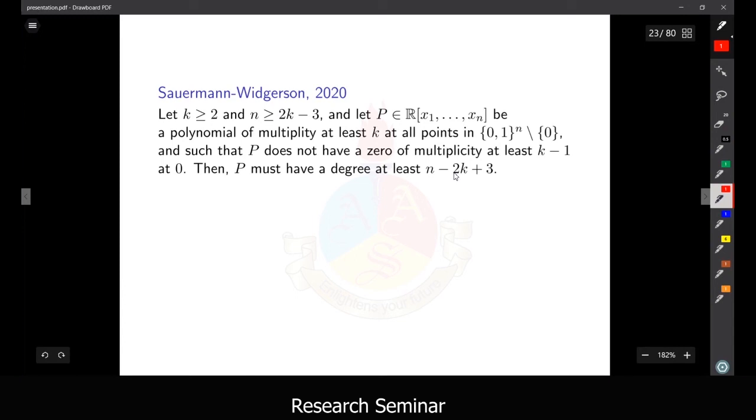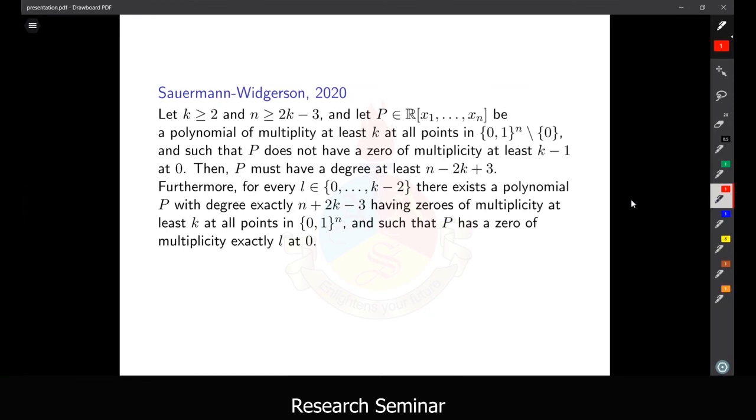So if we take the equations of our hyperplanes and we multiply them in order to create a polynomial, then if those hyperplanes covered each point of our hypercube at least k times, then we get immediately the result that we had to use at least n minus 2k plus 3 hyperplanes.